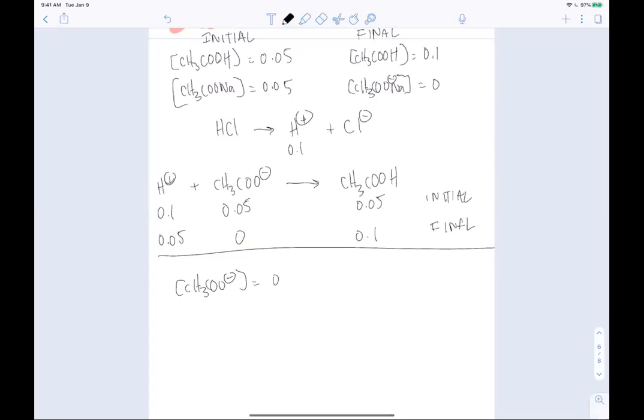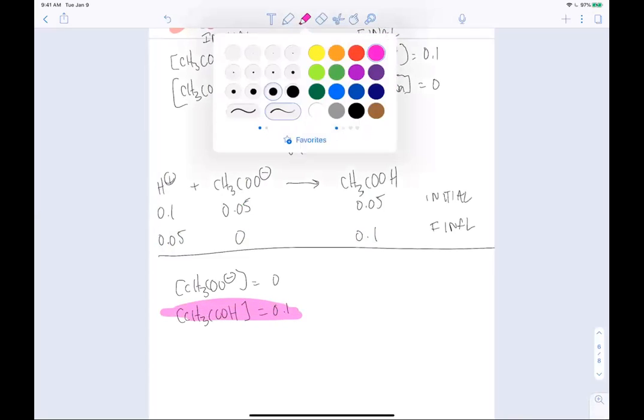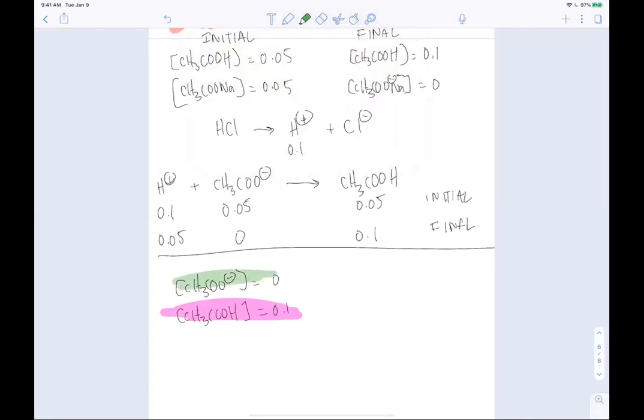Since this is equal to 0 and this is equal to 0, this is equal to 0.1, right? My conjugate acid is present in solution, but its conjugate base is not, because this is equal to 0. If the concentration of the conjugate acid or base is 0, then it's not really present. And then I also have some strong acid lying around, that's equal to 0.05.